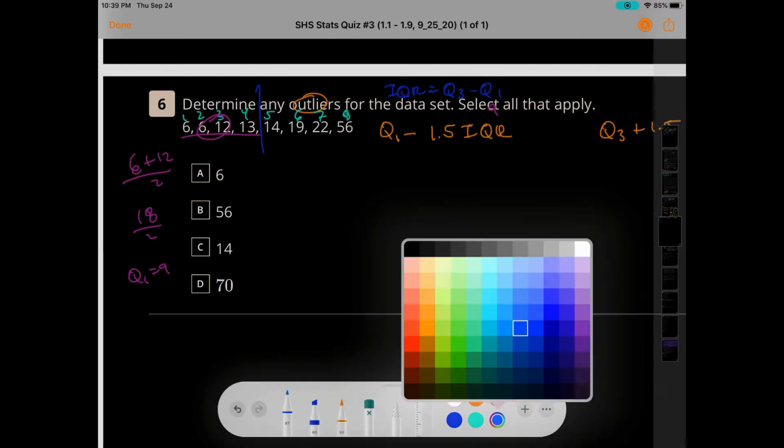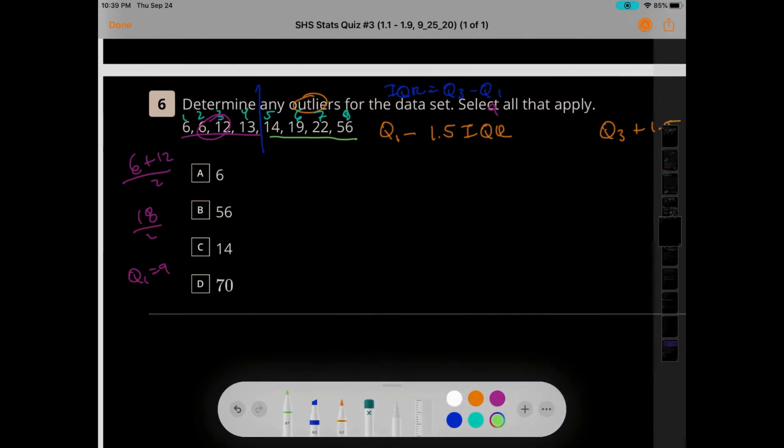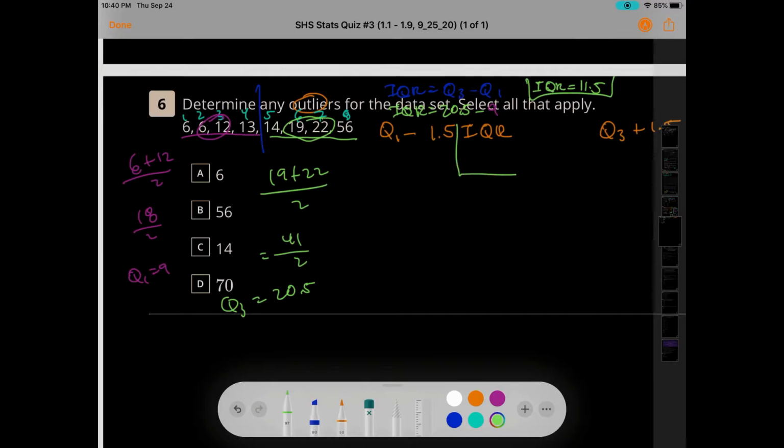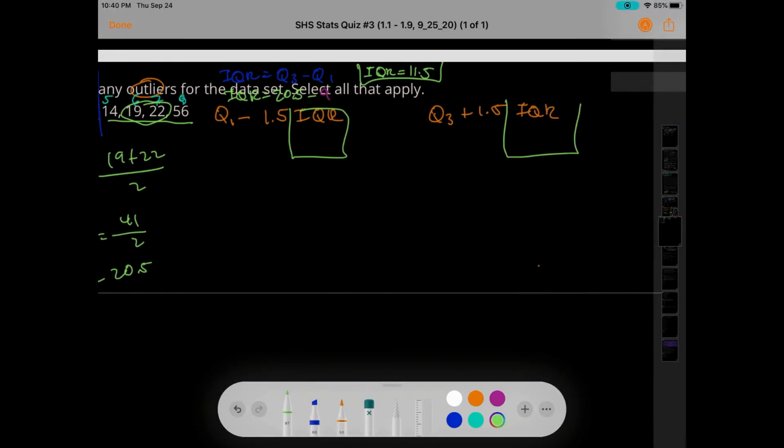And then let's go ahead and work with the numbers up here in green. These are 4 numbers. To find the median, I would have to find the average. 30 plus 41 divided by 2, 20.50. Right? So quartile 3 is 20.5. That means my IQR, 20.50 minus 9 gives me 11.5. IQR equals 11.5. So I can use that for both my equations here.